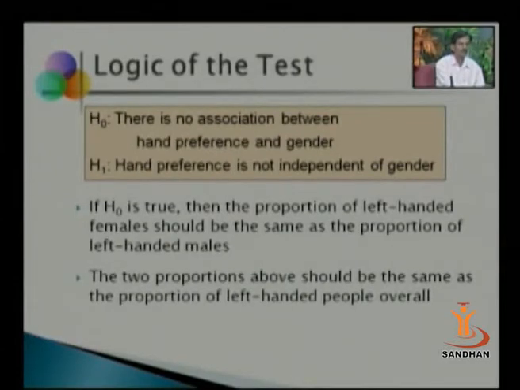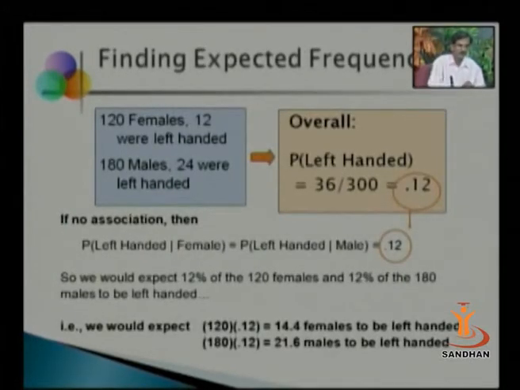So the two proportions above should be the same as the proportion of left-handed people overall. To calculate the expected frequencies, we have 120 females, of whom 12 were left-handed, and 180 males, of whom 24 were left-handed. So the overall probability of left-handed is 36 divided by 300, because out of 300, 36 are left-handed. So the probability is 0.12.